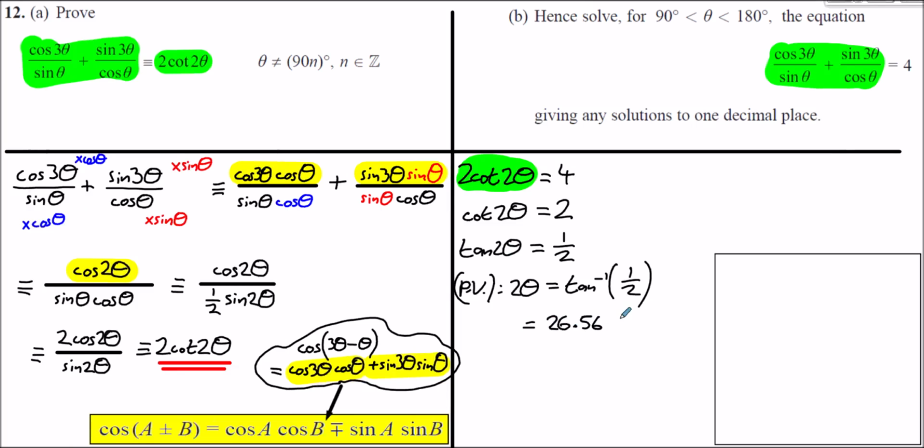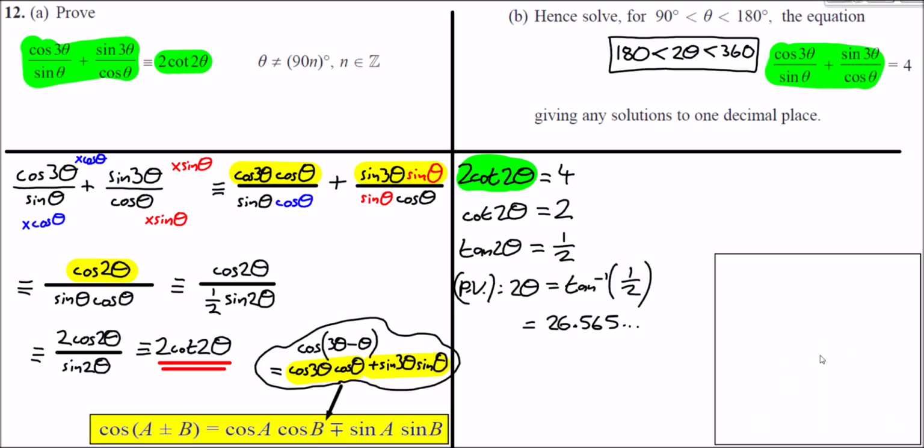Now, this is our range for theta. I'm talking about 2 theta, and so the range for 2 theta, because 2 theta is double theta, we need to double the limits. So the range for 2 theta is from 180 all the way to 360. And so 26.565 isn't in range. So what we now need to do is to use a CAST diagram.